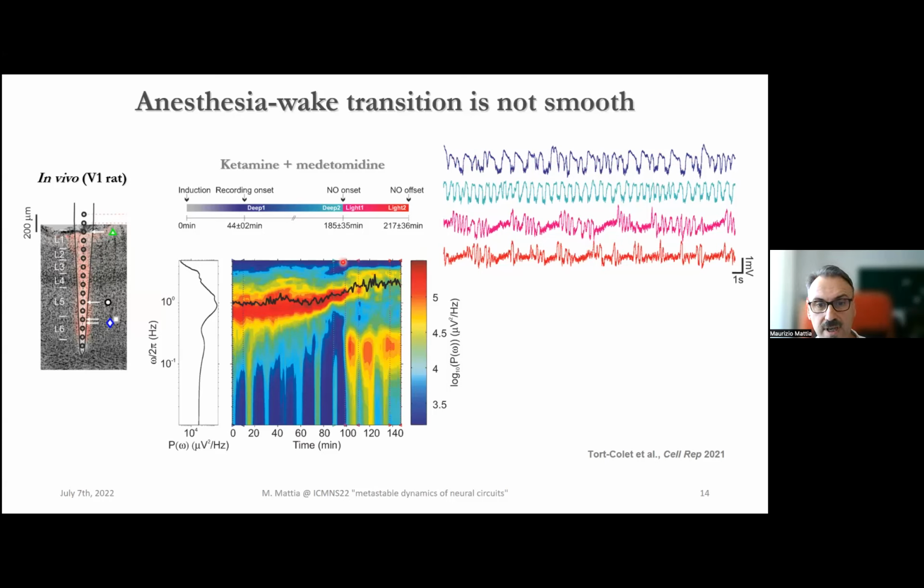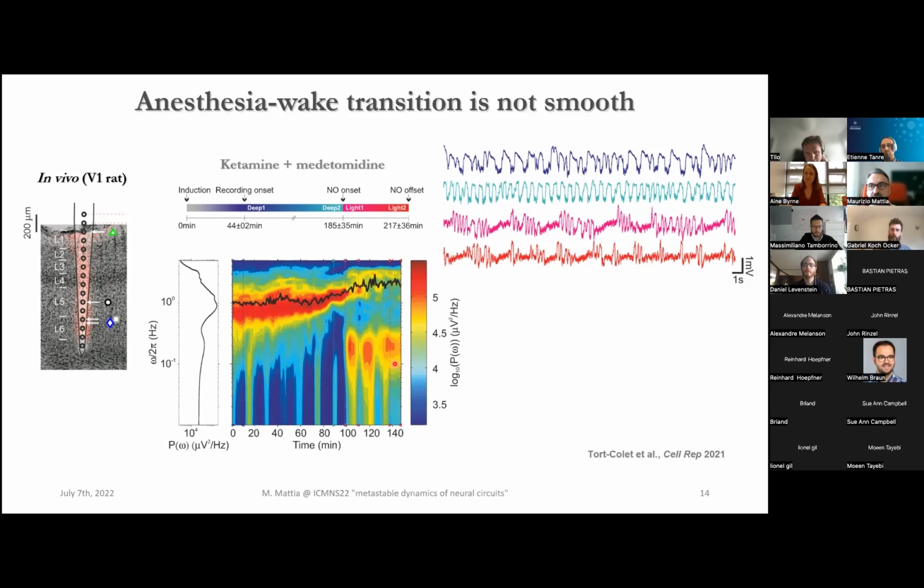But at some point, when the light 1 level can be observed, you start to see also another rhythm. This is the spectrogram of the local field potential. And you see that the regularity of the delta rhythm is associated with the width of this resonant peak. So the narrower it is, the more regular the oscillation is. But the appearance of this second peak is telling you that there is another rhythm.